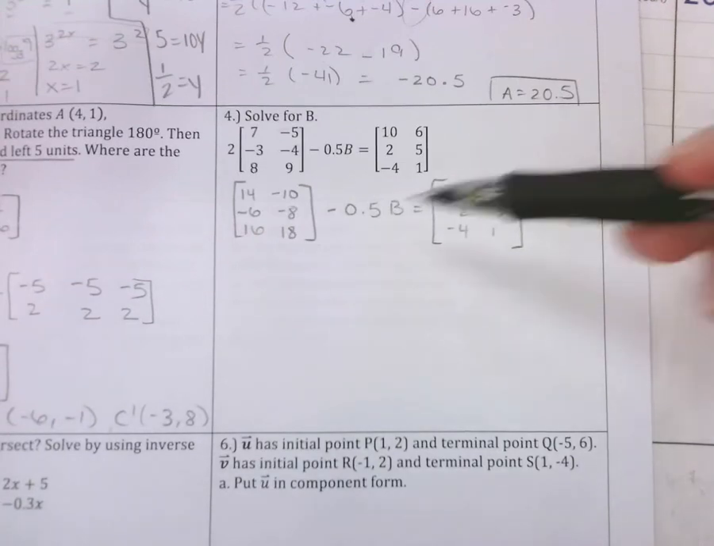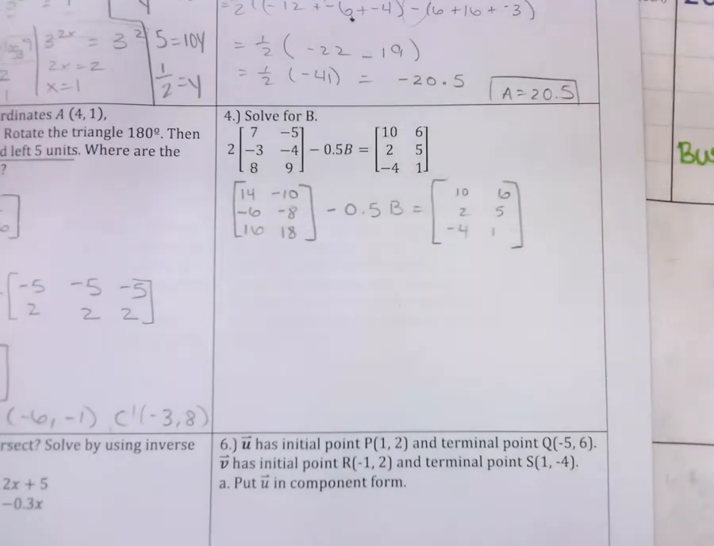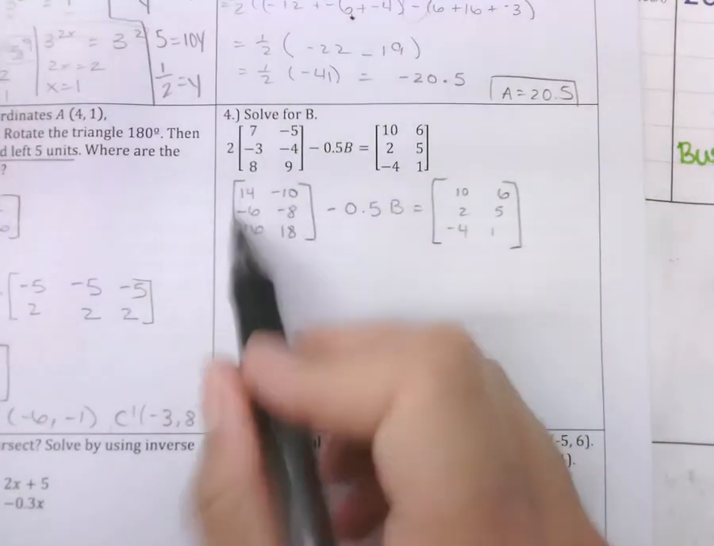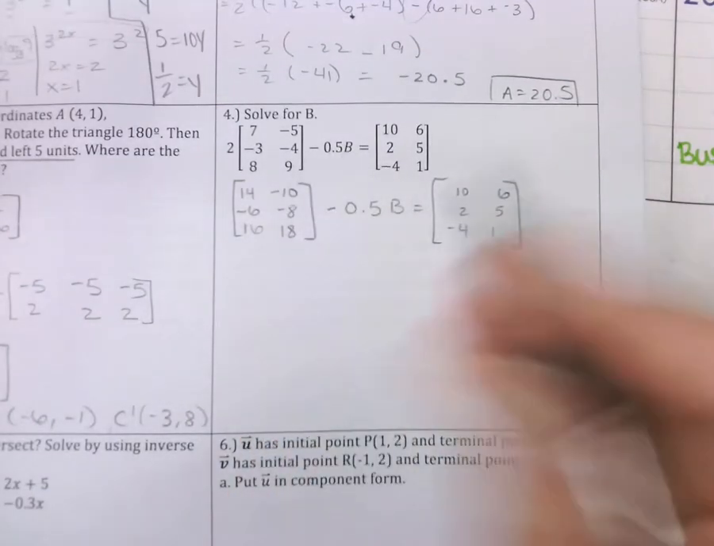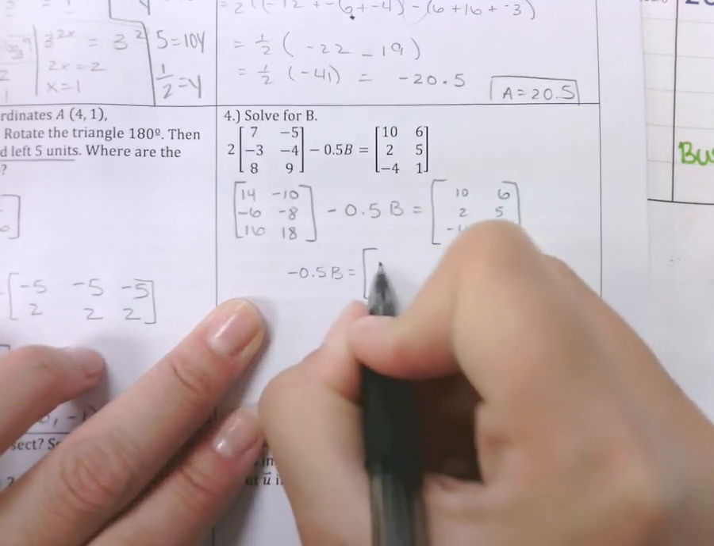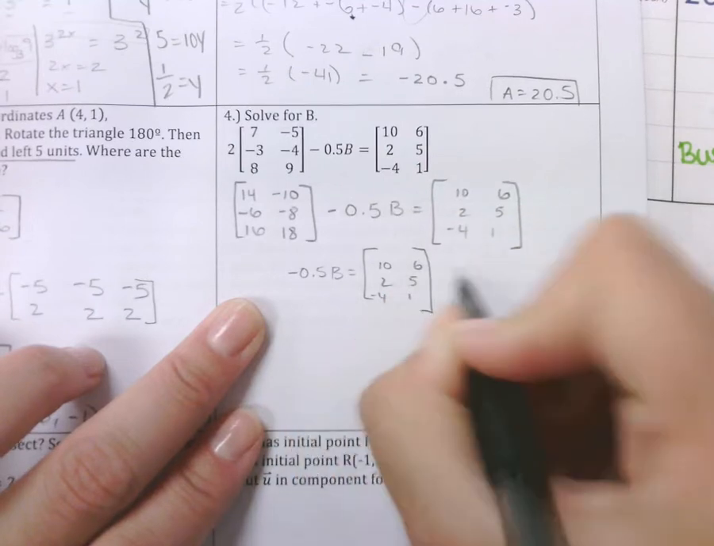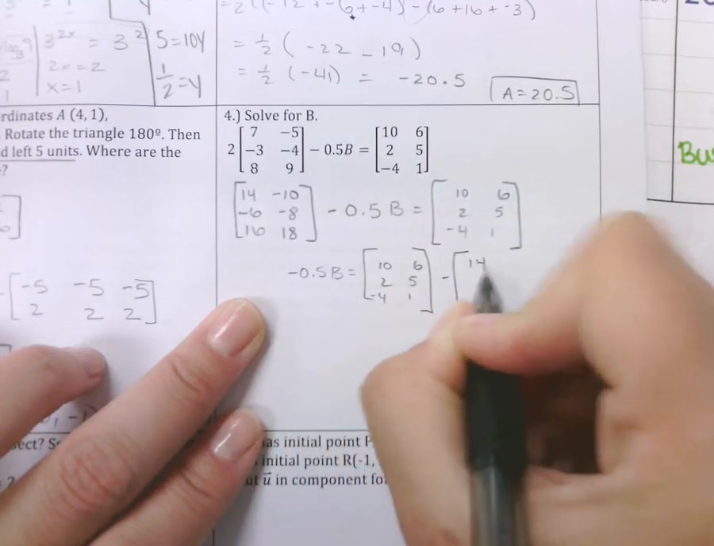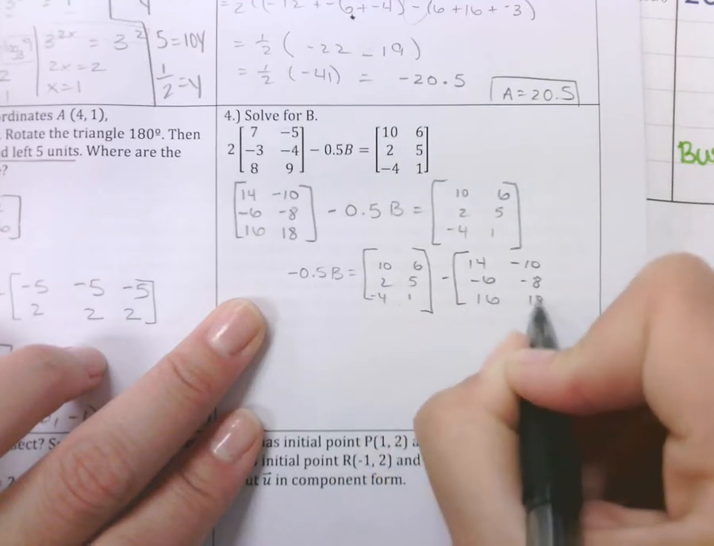If we want to get B by itself, we would need to get rid of this matrix somehow. So to get rid of it, we could subtract it. So we'll take this matrix and subtract it on both sides. It's going to go away on this side, and then over here we're going to be subtracting 10, 6, 2, 5, negative 4, 1, and 14, negative 10, negative 6, negative 8, 16, and 18.